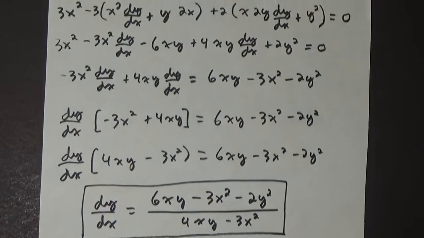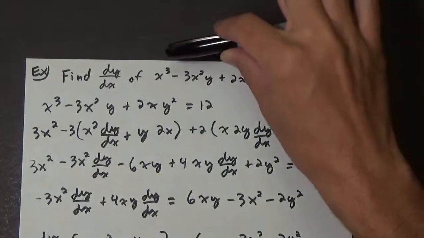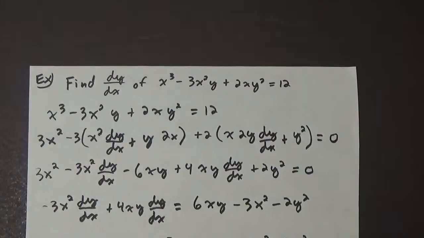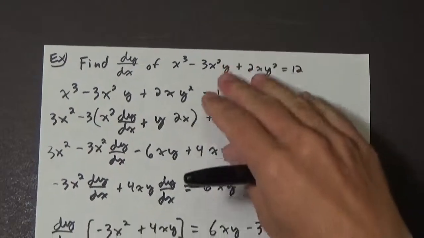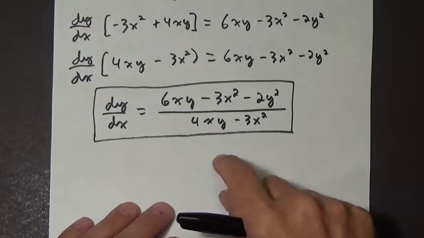So this is another good example of we have an equation in implicit form and we need the derivative of it, so we go through a bunch of steps to get this derivative.